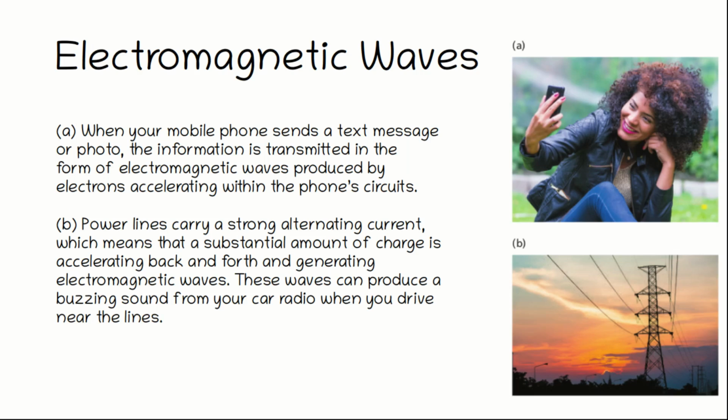When your mobile phone sends a text message or photo, the information is transmitted in the form of electromagnetic waves produced by electrons accelerating within the phone's circuits. Picture B. Power lines carry a strong alternating current, AC, which means that a substantial amount of charge is accelerating back and forth and generating electromagnetic waves. These waves can produce a buzzing sound from your car radio when you drive near the lines.